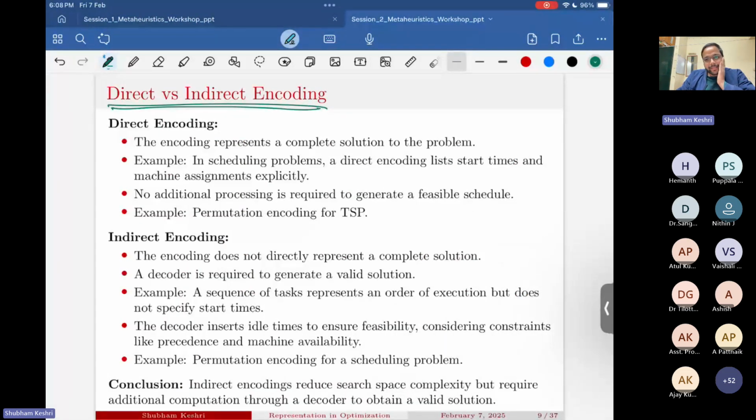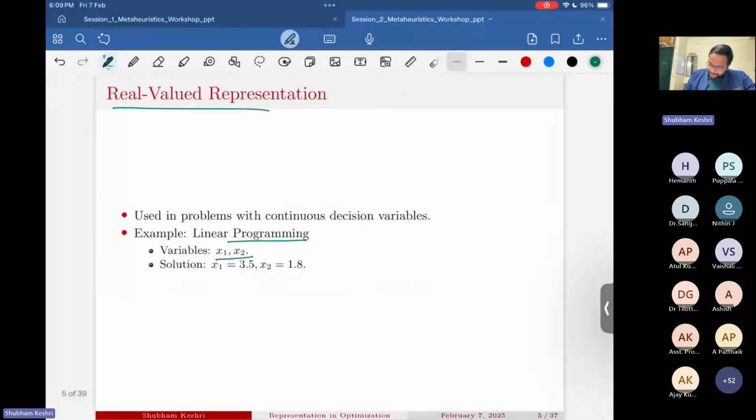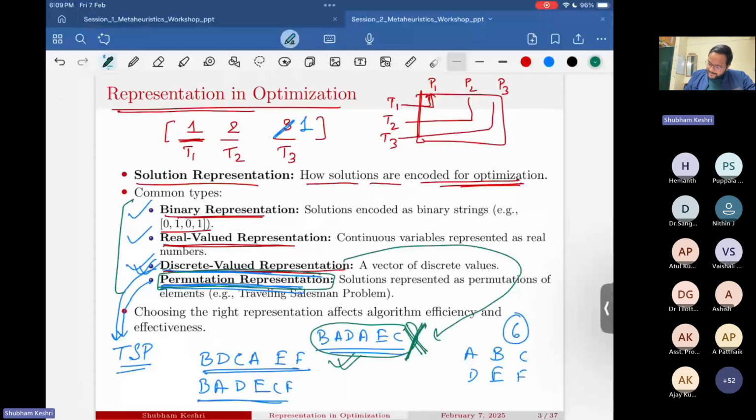Direct versus indirect encoding. Previously, the examples I gave for the binary representation, the discrete value representation, the real valued representation, and the permutation representation were all direct encoding. What does that mean? It means the decoder. I have talked about the encoder and decoder. For a traveling salesman problem, what is a decoder? If I go back, if this is the encoding, what is the decoder?